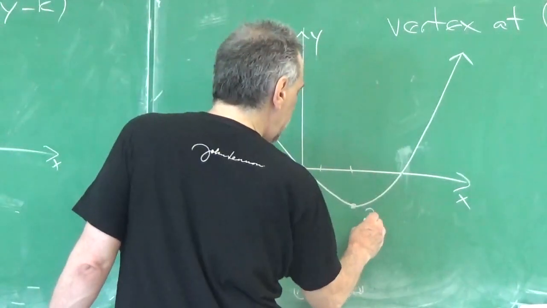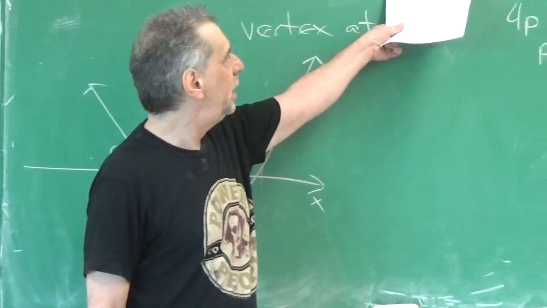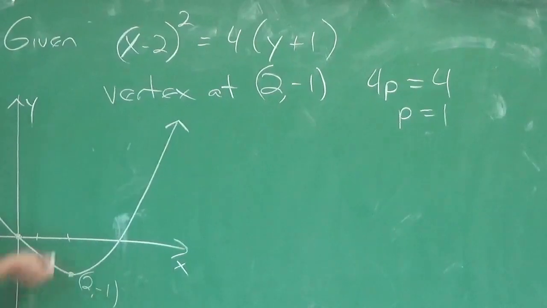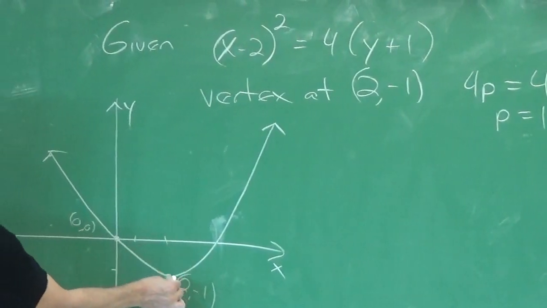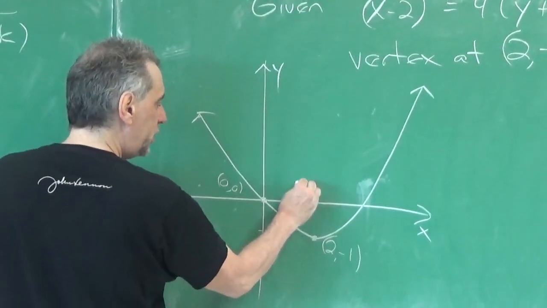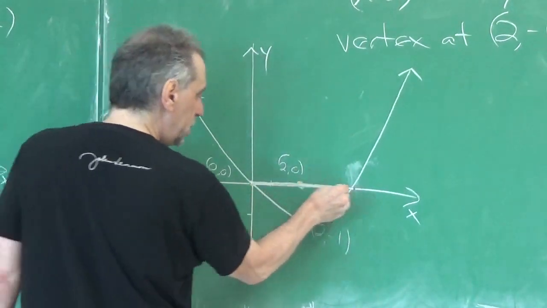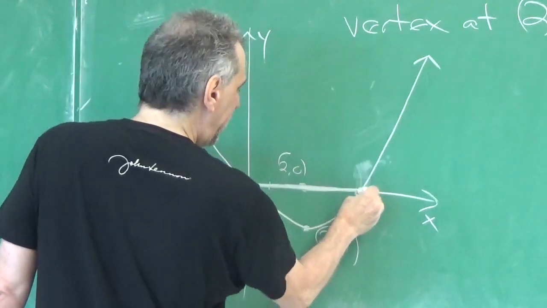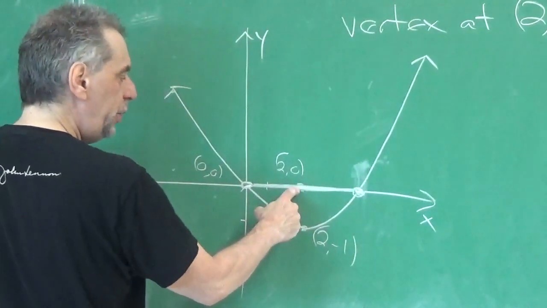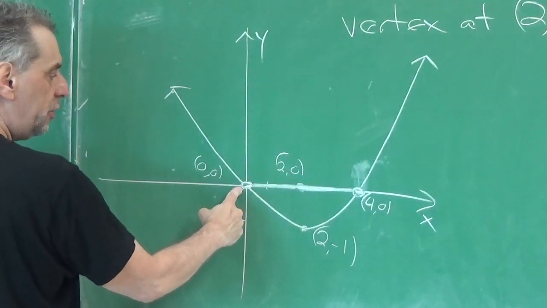The vertex is at (2, -1). And once we look at the number in front of the y term, that's 4p. We solve for p to get 1. We know it's opening up, so we move 1 unit up from the vertex. So instead of (2, -1), we get (2, 0) for the focus. So this is our latus rectum right here, along the x-axis. And remember, the width of that is 4p. So the width is 4. We're going to go over 2 units to (4, 0). And the other endpoint is (0, 0).